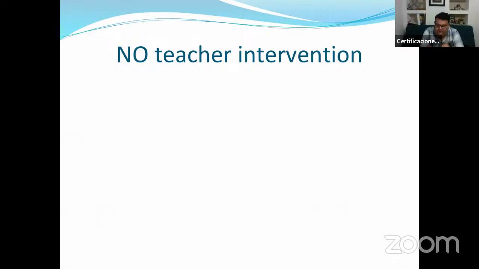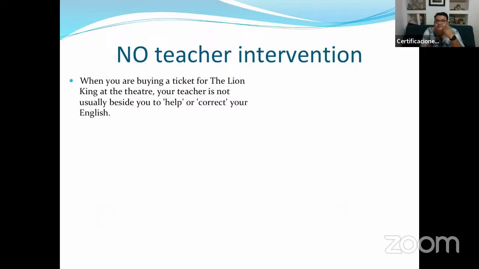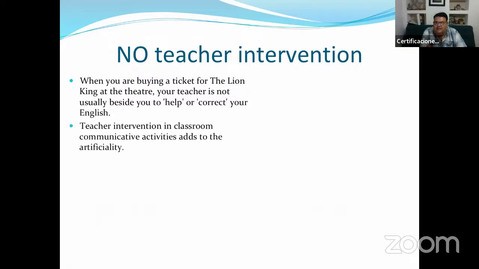Okay. And no teacher intervention. This is very important. Can you read this, Salem? When you're buying a ticket for the Lion King at the theater, your teacher is not usually beside you to help or correct your English. Do you agree with that? You're not going to have a teacher there all the time. Continue. Teacher intervention in classroom communicative activities adds to the artificiality.